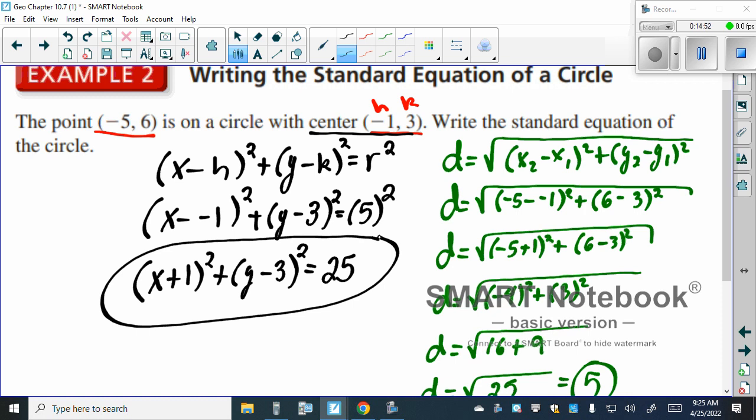Hopefully y'all have noticed so far that whenever the center's h or k value is negative, in the equation it looks positive. If the center's value, like here, is positive 3, in the equation it looks negative. So the values for our h and k, the center, are the opposite of what they look like. And that'll be handy, especially when we're going the other way around.